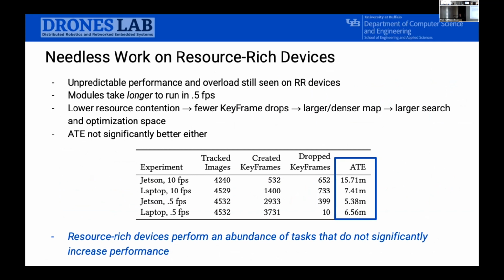And this would be all right, but what we actually see is that the average trajectory error at the end of the run is not significantly better. So for the 0.5 frames per second experiments, for example on the laptop, we see that its average trajectory error is not that much better than a laptop running at the target frame rate. And this indicates that resource-rich devices perform an abundance of tasks that don't significantly increase performance.